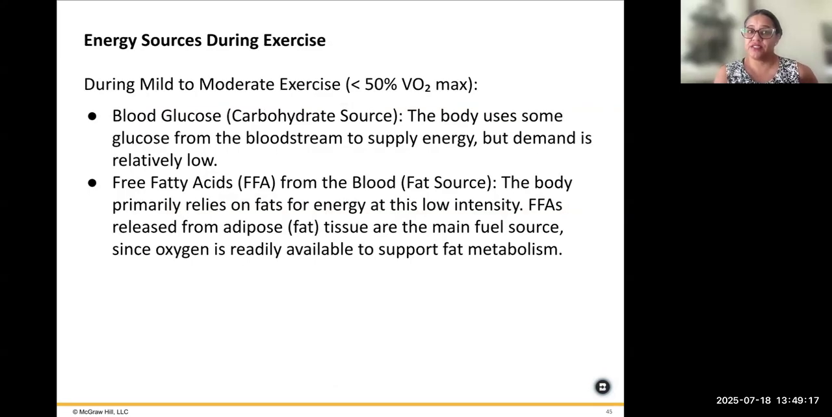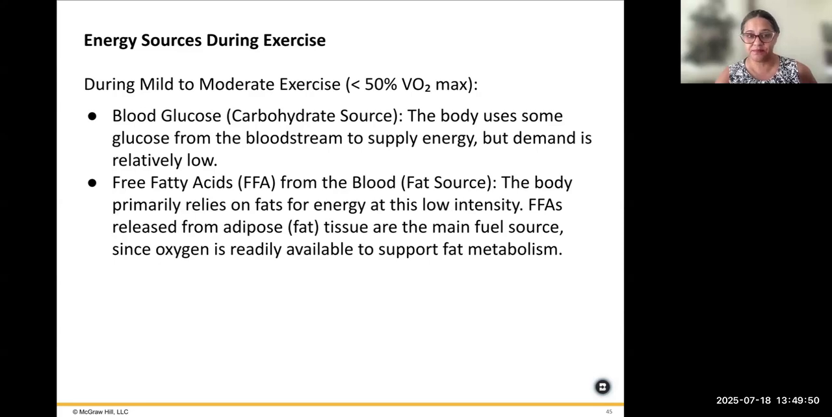Energy sources during exercise. During mild to moderate exercise, it's a little bit different when we are using less than 50% of our oxygen intake. Blood glucose is our carbohydrate source. The body uses some glucose from the bloodstream to supply energy, but demand is relatively low if we're not breathing really heavy. Free fatty acids from the blood is our fat source. The body primarily relies on fats for energy at this low intensity. FFA is released from adipose or fat tissue as the main fuel source since oxygen is readily available to support fat metabolism.